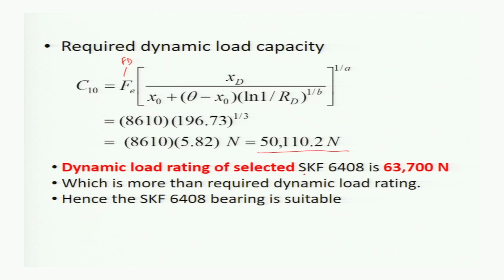50,110.2, and for selected bearing 6408, the dynamic load capacity is very big in comparison to this one. It means the desired dynamic load capacity is lesser than the dynamic load capacity of the selected bearing. Hence, the SKF 6408 bearing is suitable.